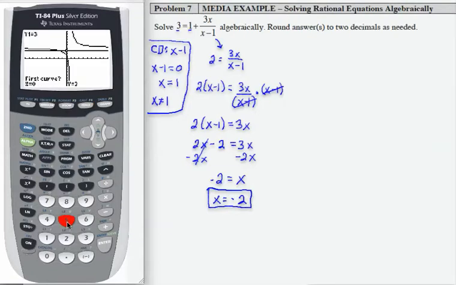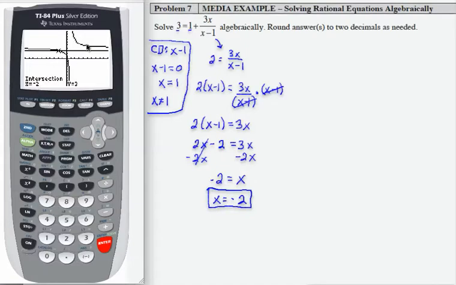Now I need to pay attention to where my cursor is. My cursor is on the side of the graph where the intersection is, so I can just hit enter 3 times, and that verifies that my solution is x equals negative 2.